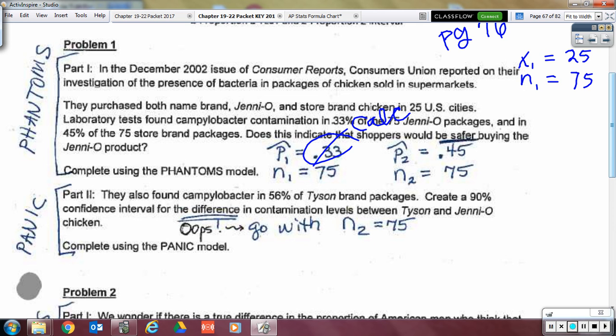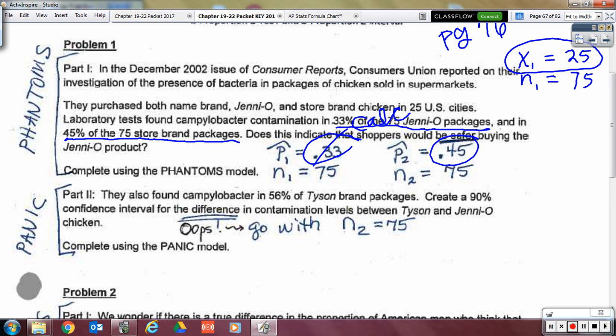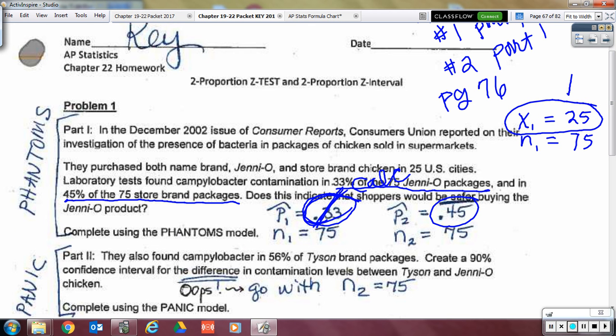Problem number 1. The information we get is this. 33% of the 75 packages in Jennie-O are contaminated, and 45% of the 75 packages in the store brand are contaminated. The issue is, when I am going into my calculator and I'm putting in stuff for X1 and N1, this has to be a whole number and not a fraction. It cannot be 0.33. You cannot put a decimal in there. So what is my number of successes if it is 33% of 75?